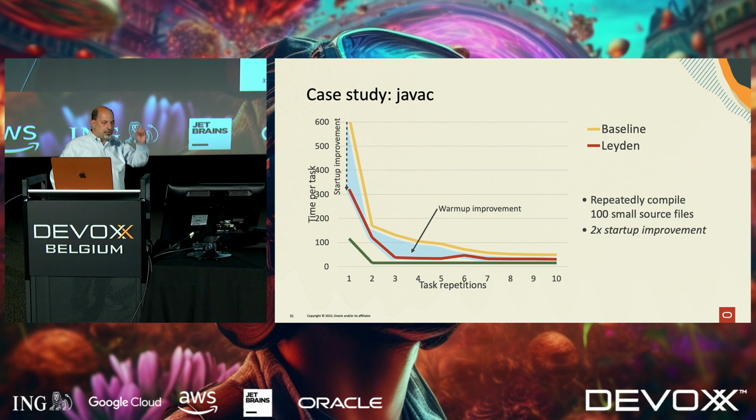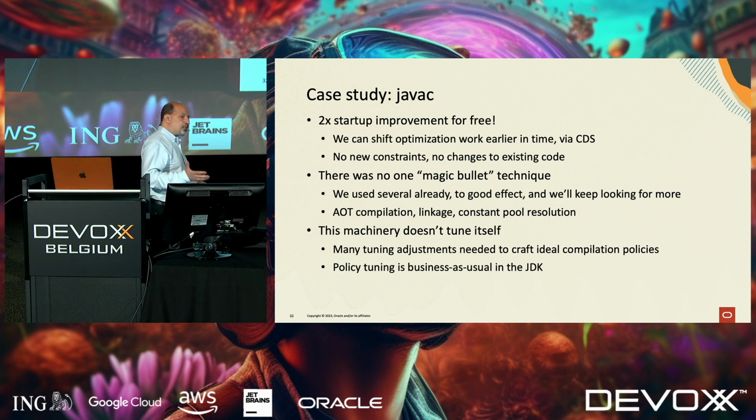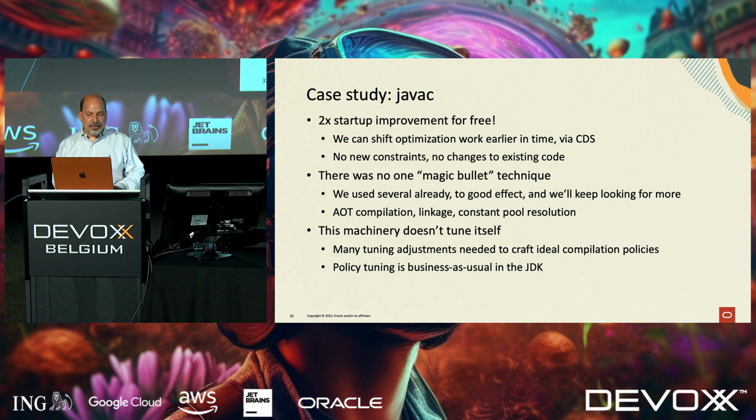We were able to bring down both the startup number and bring the yellow line down closer to the green line for not very much work. We didn't have to change any code. We didn't have to give up any dynamism. We just had to do a little bit more work at build time. So that's a pretty decent payoff for not very much work. And the numbers there represent not just one trick, but a lot of different tricks that work together to give us a reasonable startup improvement.